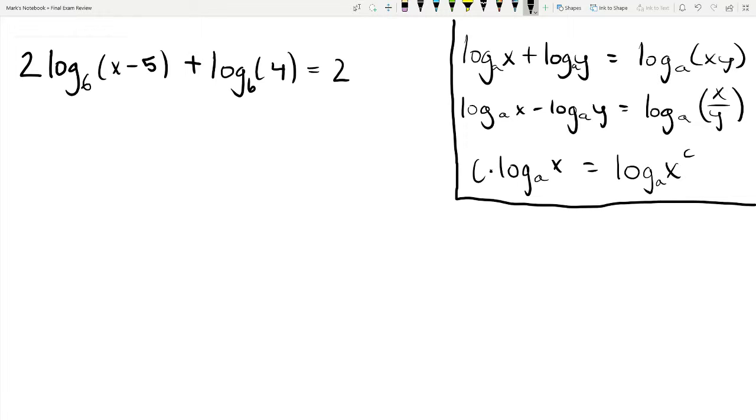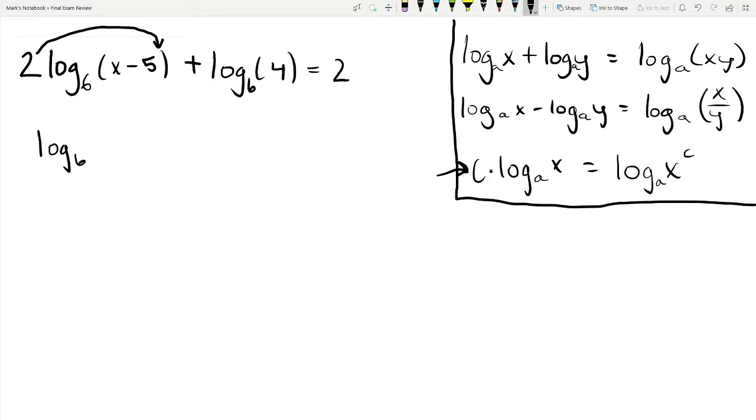So, first of all, on the left-hand side, since our logarithms both have the same base, which is 6, we're going to try to combine it all into a single logarithm, because if we have a single logarithm equals something on the right-hand side, then we can convert this into an exponential equation. What we're going to do with this first term, because it has a 2 in front of it and we can't combine that with the right term, is use this third equation right here in order to bring that 2 up as a square.